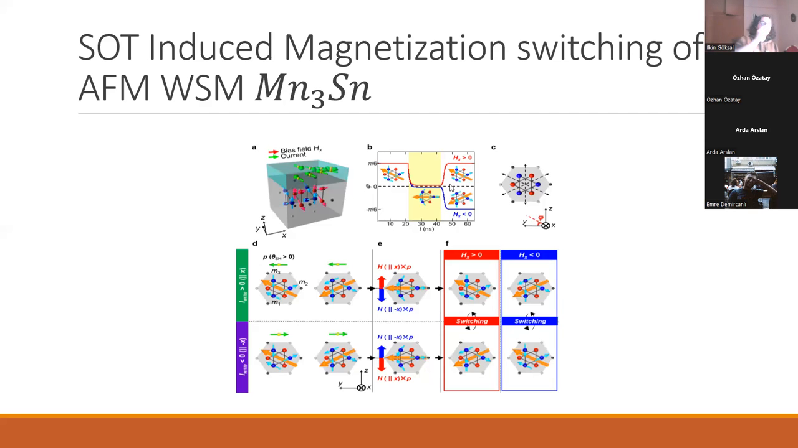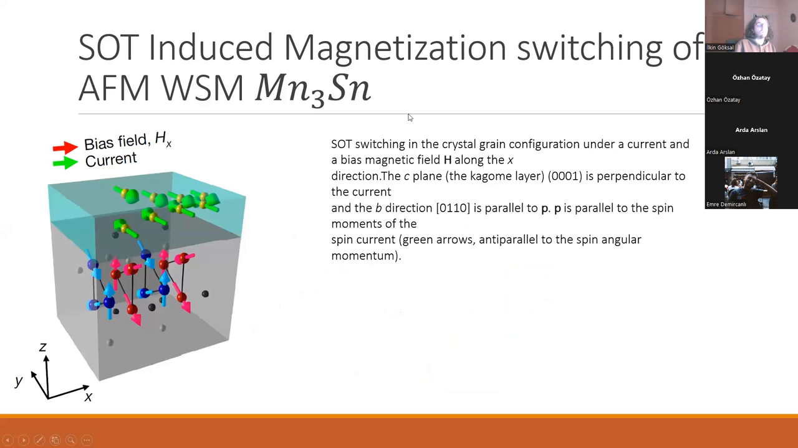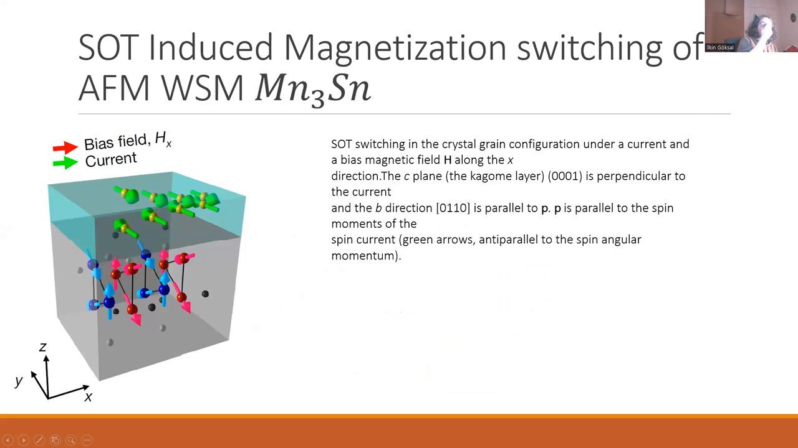And this is the scheme that they were planning to induce the spin orbit torque switching on a noncollinear ferromagnetic material. And I will go deeper in this one. So this is basically the SOT switching in crystal grain configuration under a current and a bias magnetic field H along the X direction. And the C plane, which means the Kagome layer, is perpendicular to the current.